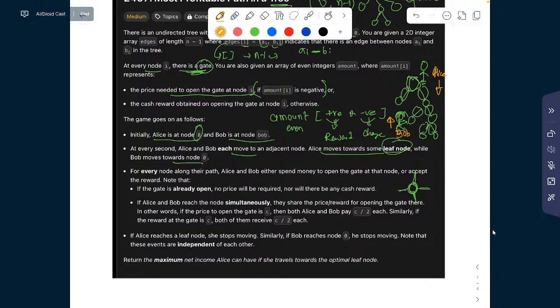Okay. If Alice and Bob reach the node simultaneously, they share the price of opening the gate there. In other words, if the price to open the gate is C, then they both have to pay C by 2 each. Similarly, if the reward is C, the reward gets distributed equally.